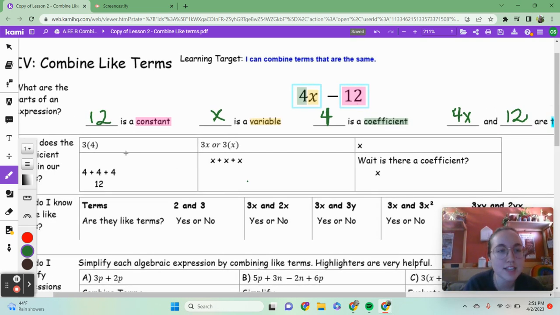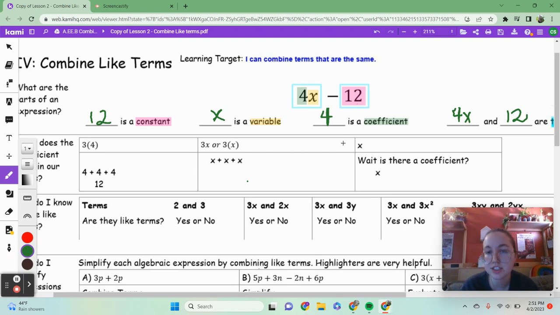So what does a coefficient really mean? Well, a coefficient tells us how many of something we have. In this case, it's telling us that we have 4 x's. In this case, our 3 is telling us that we have 3 4s. We can simplify this one all the way down to 12. In this case, we have 3 x's, or 3 times the quantity x. So that means that we have x plus x plus x, or 3 x's.